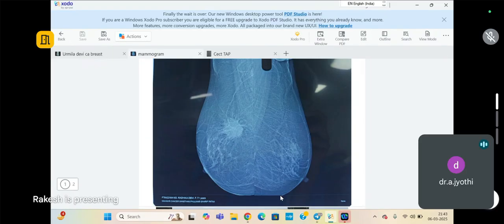And traumatic. With age, vascularity, the vessels will get thrombosed. There also you can get it. And pleomorphic calcification is one of the risk factors.